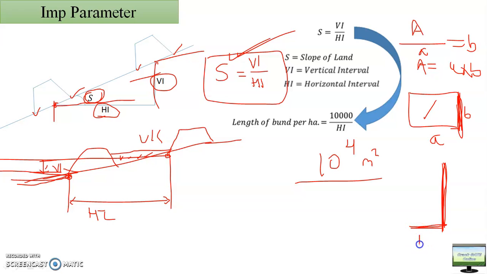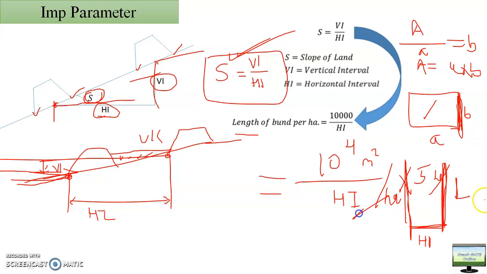I told you that the distance between two bunds is known as the horizontal interval. So I am dividing the area by the horizontal interval. Suppose this is another bund, and this area is 1 hectare. Similarly, from area divided by HI you came to know this length. So this length is per hectare. Suppose it asks for the length of bund for 5 hectares. Then you simply multiply it by 5 hectares.